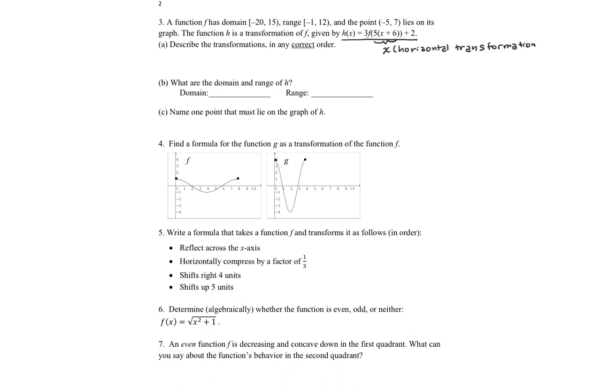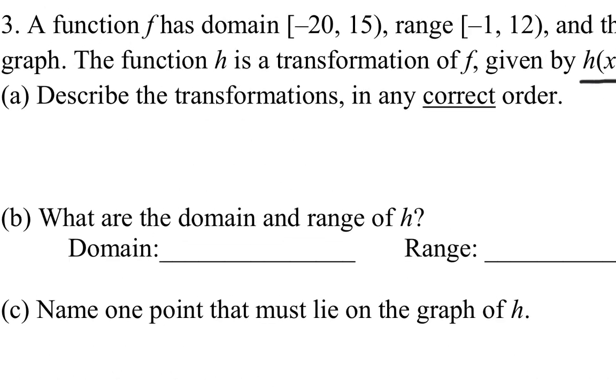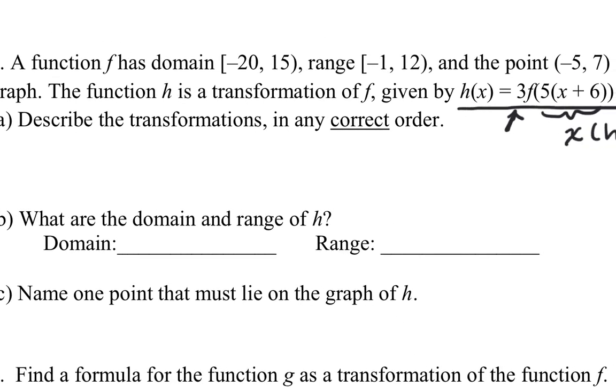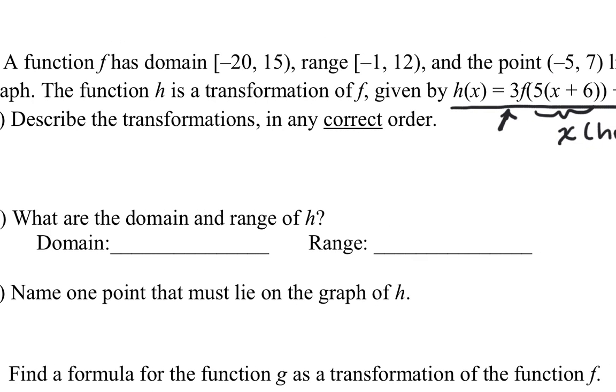And then everything that happens outside, so like this here and this here, are happening to the entire function, or their vertical transformations. So you can actually do either the horizontal transformations or the vertical transformations first because they happen independently of each other. I always like to start with the horizontal first. So horizontal first. We'll talk about what the horizontal transformations are.